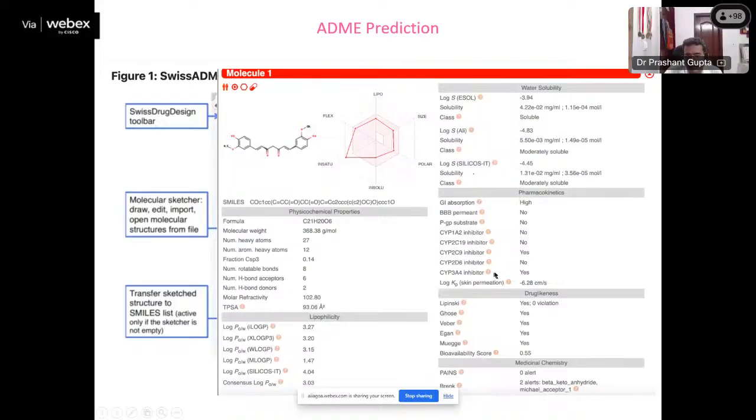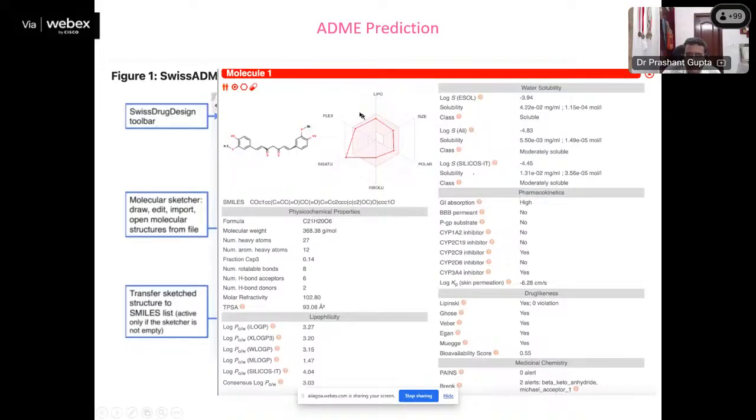The CYP systems are given here. And then a very important thing which is called drug likeness, whether this phytoconstituent can work like a drug or not. So we have 5 types of qualifications. One is Lipinski, Ghose, then Veber, then Egan, then Muegge.